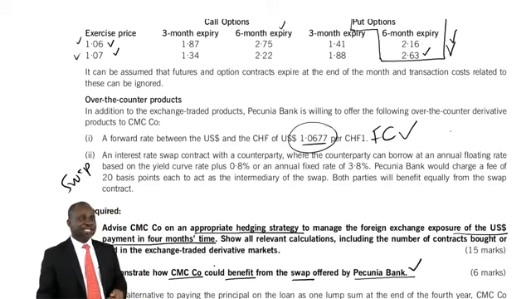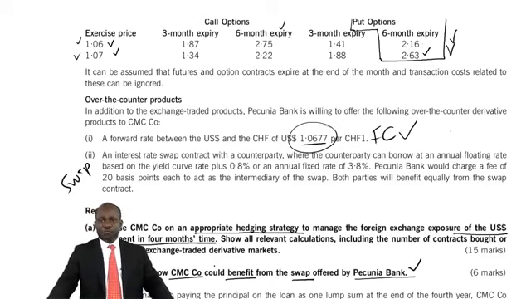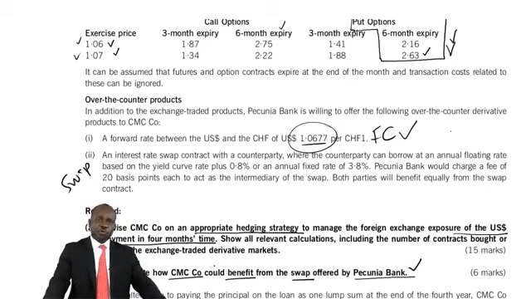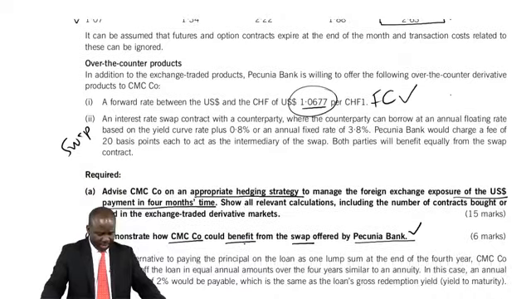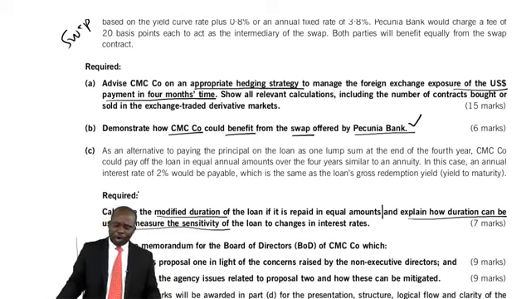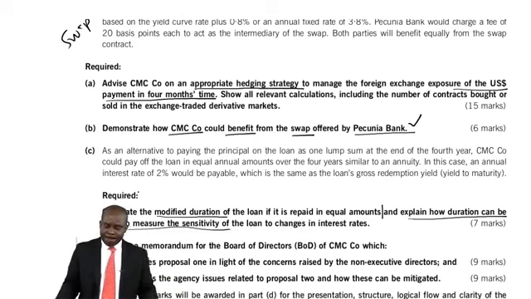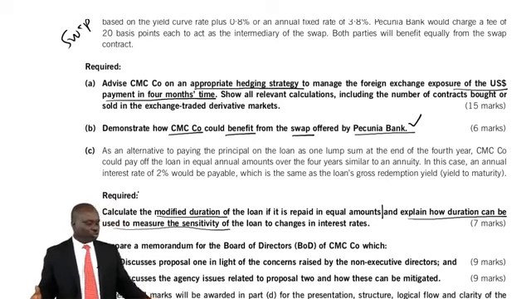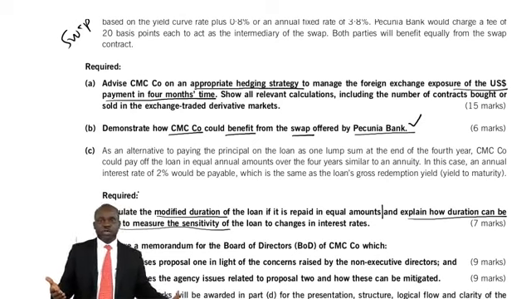So your advice eventually is to go in for the forward contract, because that forward contract obviously is the cheapest. Now let's go to B. Demonstrate how CMC Co could benefit from the swap offered by Pecunia Bank. Okay, what is a swap? This is an interest rate swap.